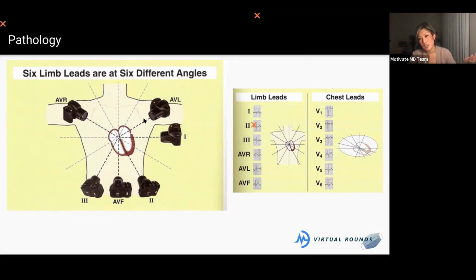And then we do an EKG to see if it's a STEMI. And if it's not, yes.